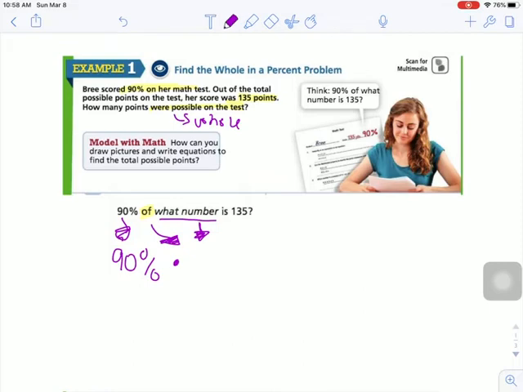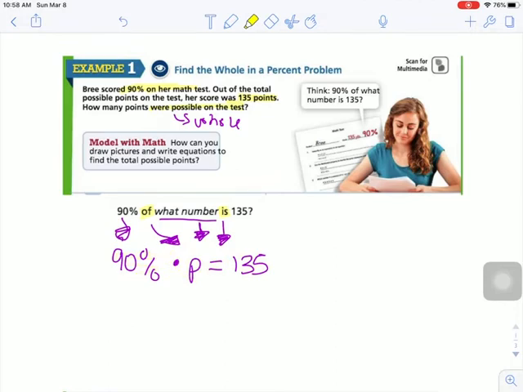So we're going to use a variable here. So I'm going to pick P. You can pick any letter, remember, when you're using a variable. Then the last part, it says is 135. So I'm going to highlight this word is here. If you guys remember when we talked about solving equations, we said that is means equal. So that's something that we want to remember. Is means equal. And then we have 135. So this reads 90% of what number, our unknown, is 135.